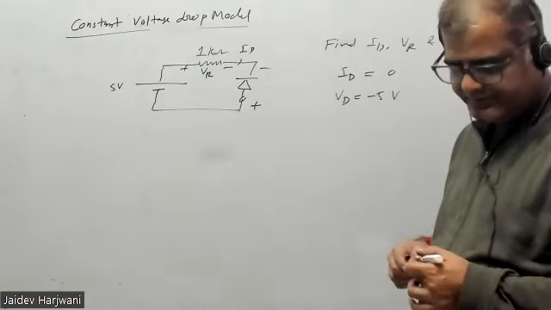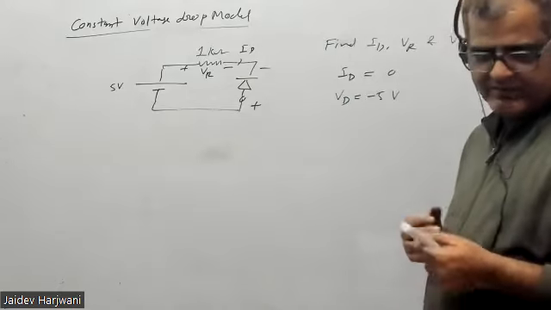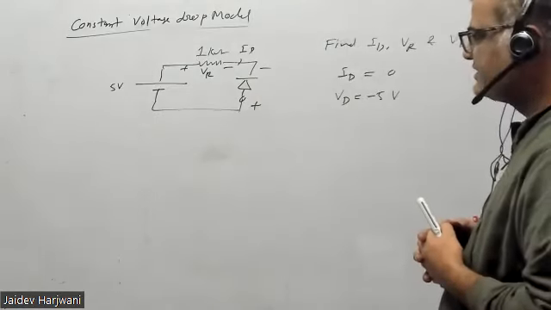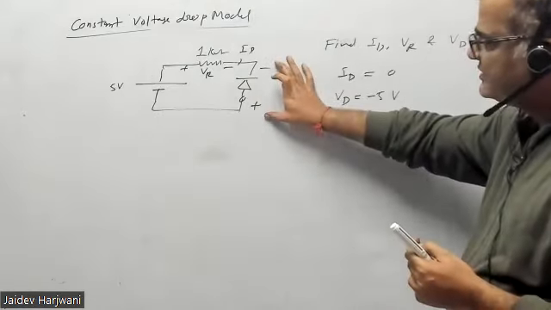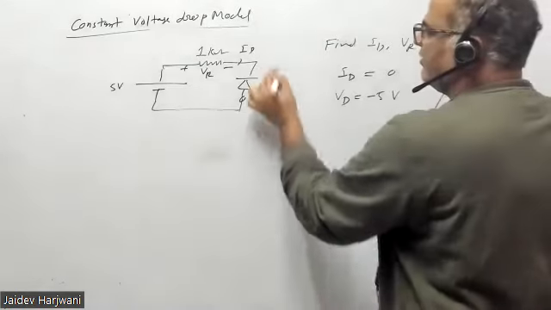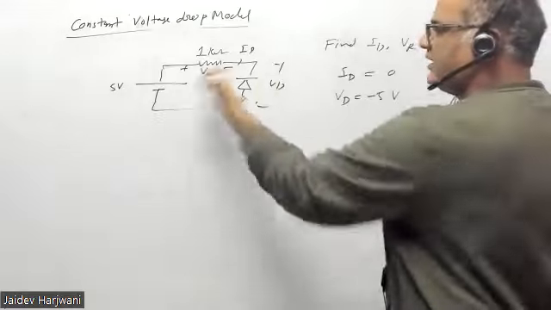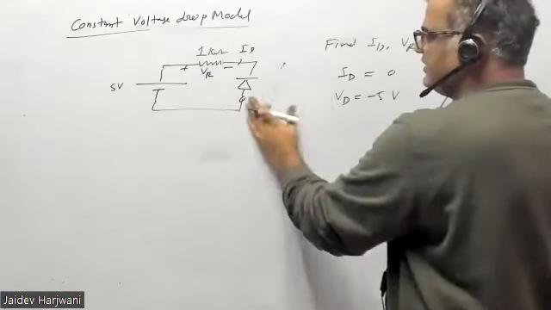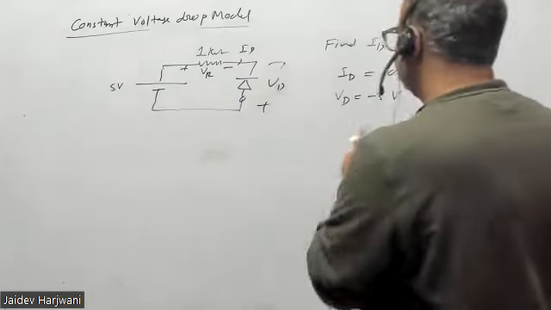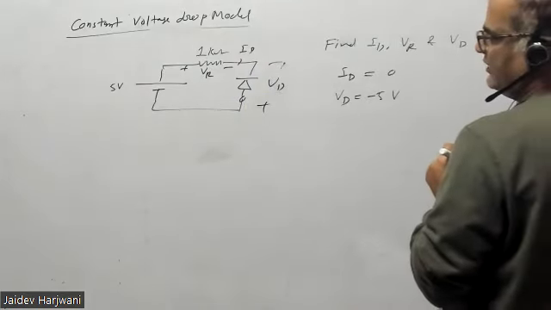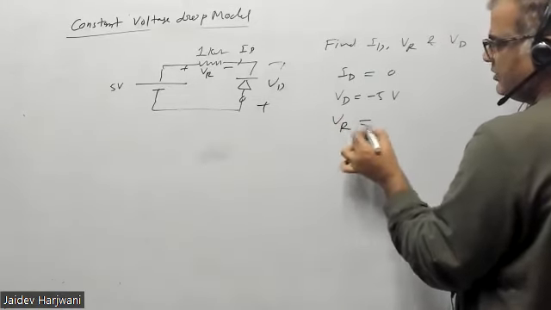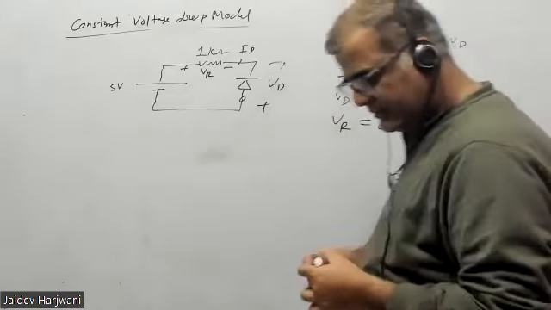Are you getting my point? Because reverse bias means this is a minus voltage VD, that's why it's like a reverse bias. So if it is defined like this in the question, if they simply ask what is VD, then it is 5 volt. But if they ask what is VD, then it is minus 5 volt. And because current is not flowing, VR is 0. Clear?